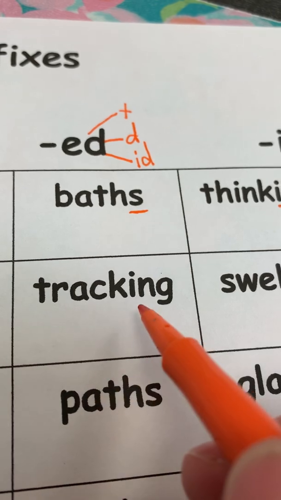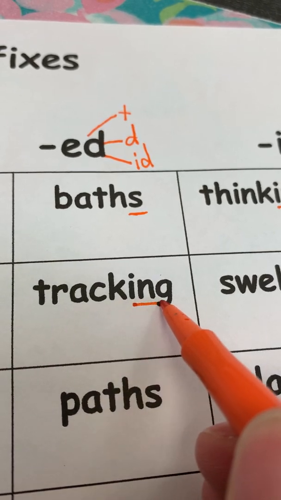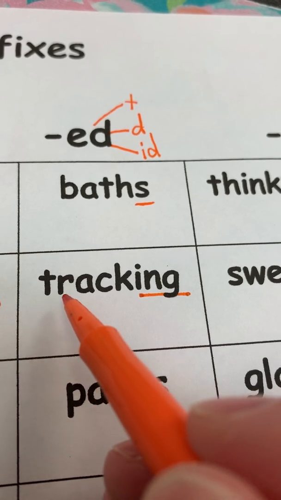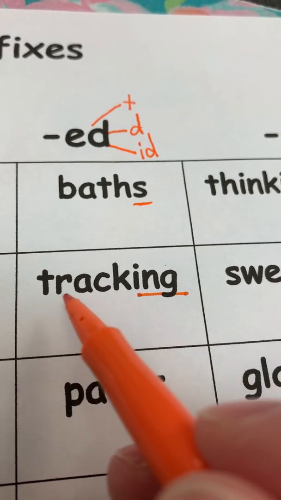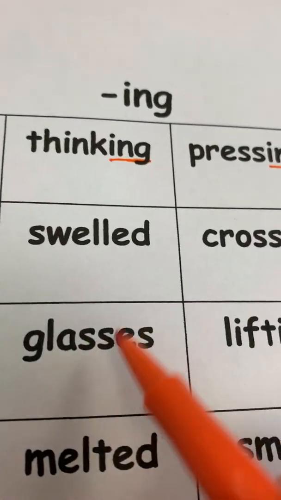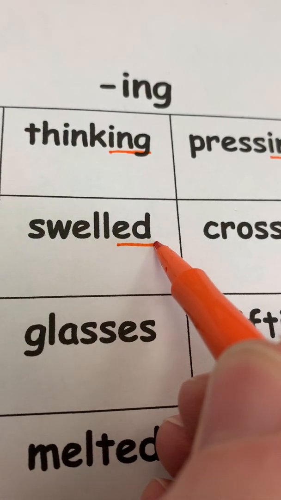The next word has an ing at the end. Let's look at the word from left to right. Track, tracking. Very good.